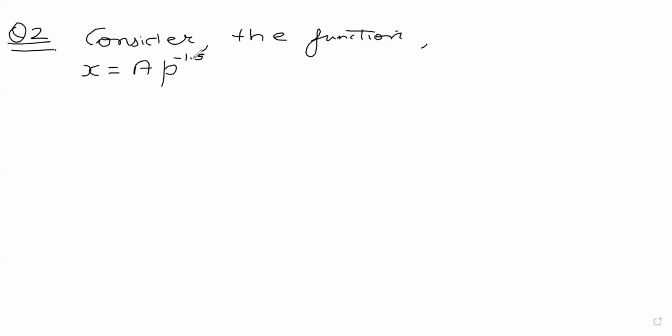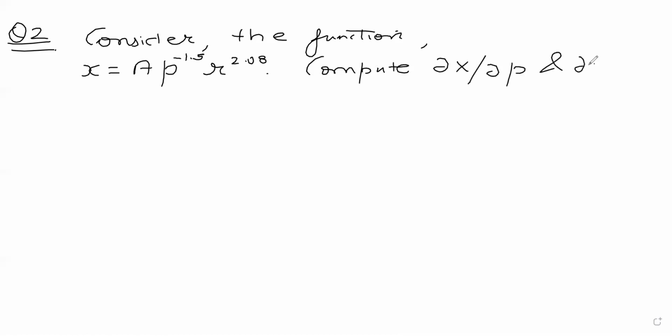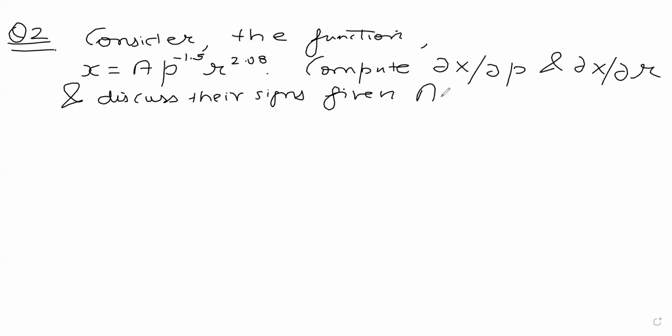Question 2. Consider the function x equal to a p to the power minus 1.5 r to the power 2.08. The question asks us to compute del x by del p and del x by del r and discuss their signs, given that a, p and r are all greater than 0.